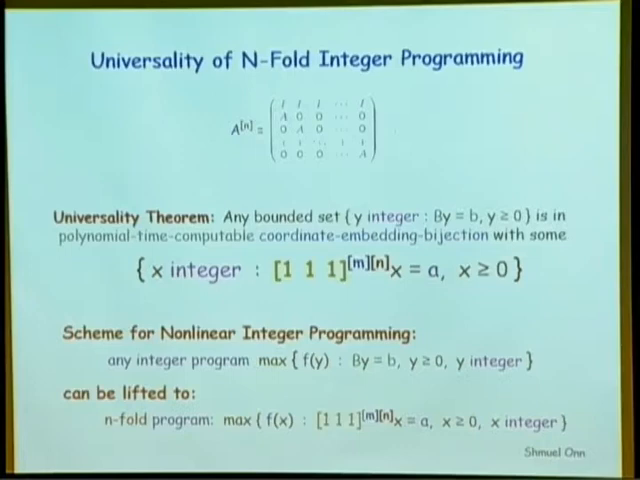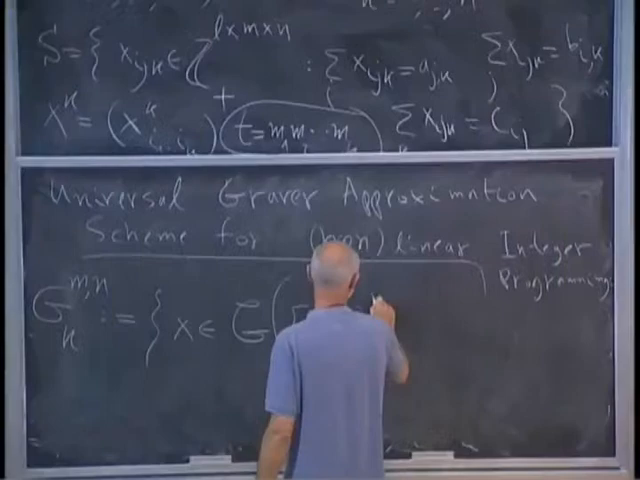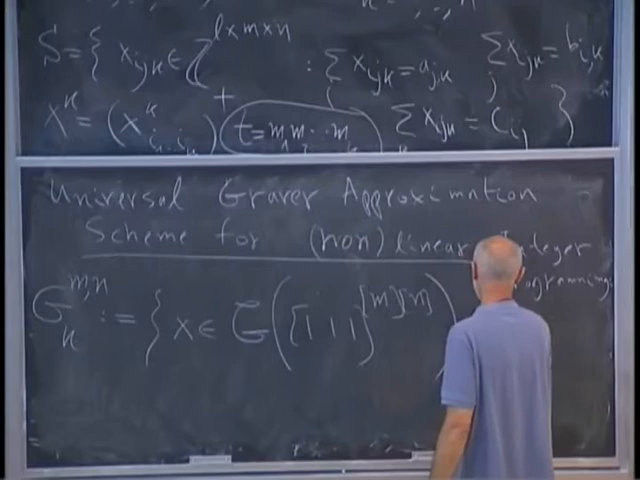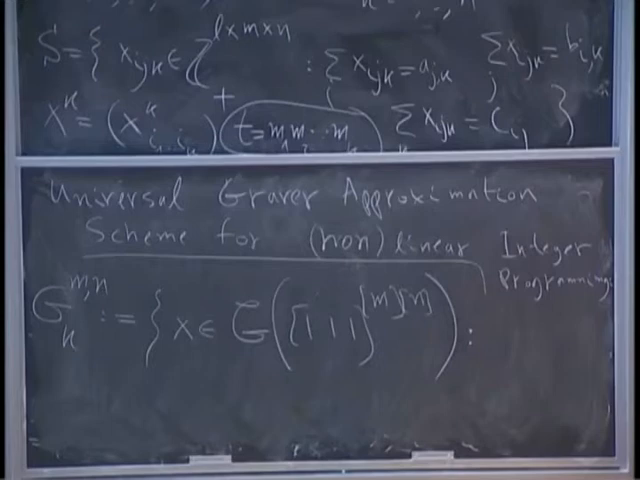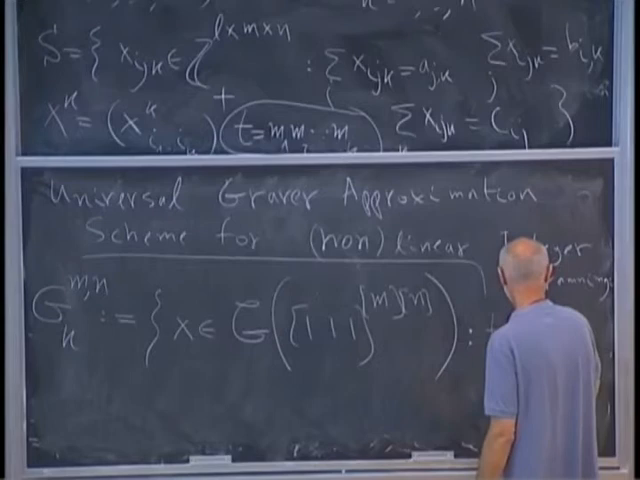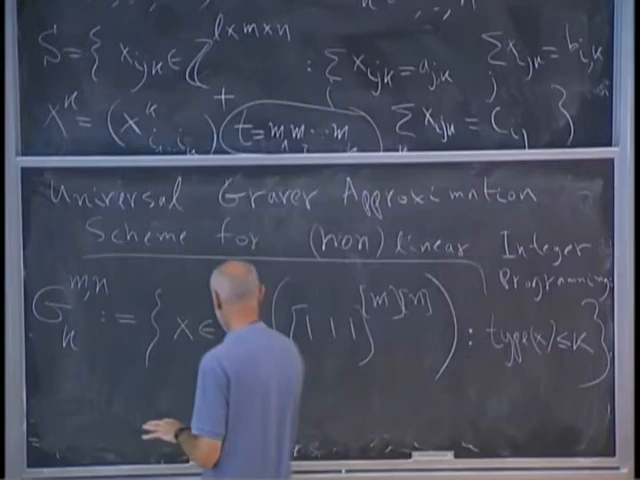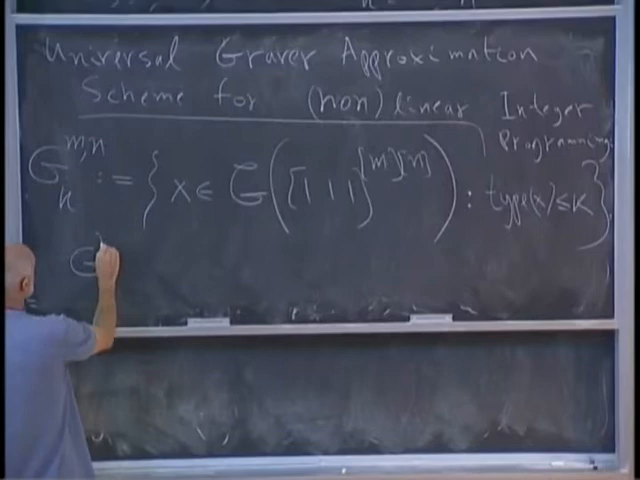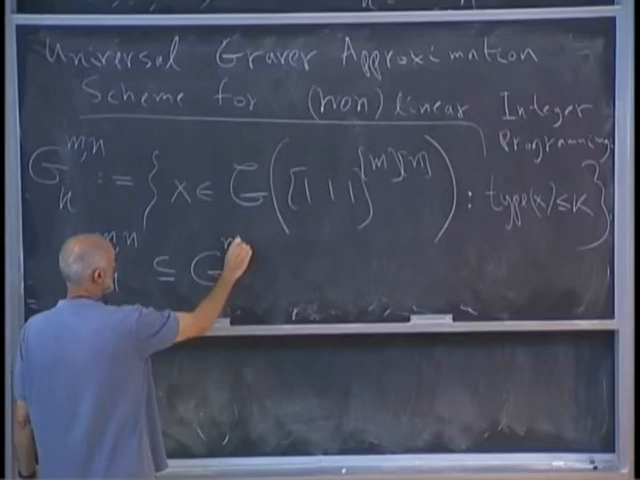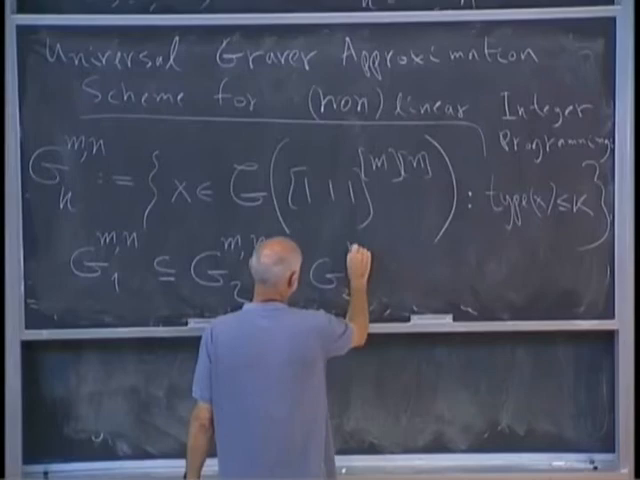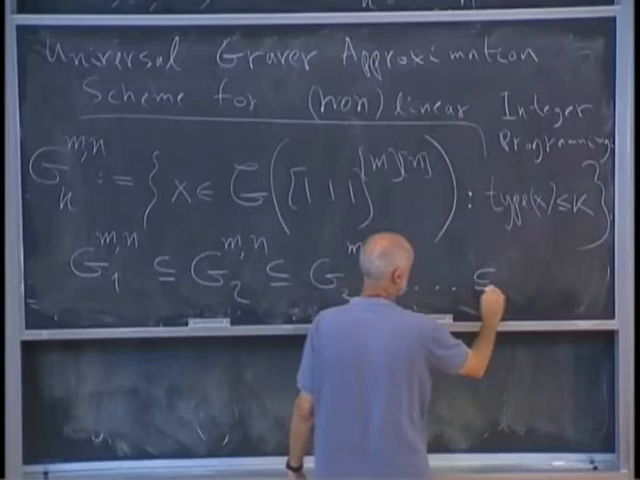And let's look at all elements in the Graver basis of [1,1,1,m]^(n), such that, so how are we going to restrict ourselves? Of type, exactly, type which is restricted: type x less than or equal to k. So for every m and n, we are going to have a fixed approximation. And as before, we are going to get a sequence now. Well, this is the true Graver basis somehow.